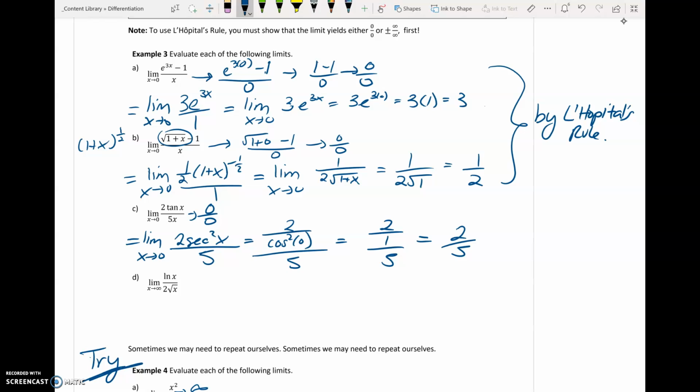For D, it's a little bit different. You can use L'Hopital's rule more than once, as long as it's in indeterminate form. So for this one, if we look to see if it is in indeterminate form first, ln of infinity is a large number. 2 times the root of a large number is still a large number. So we do have an indeterminate form here. We're going to use L'Hopital's rule.